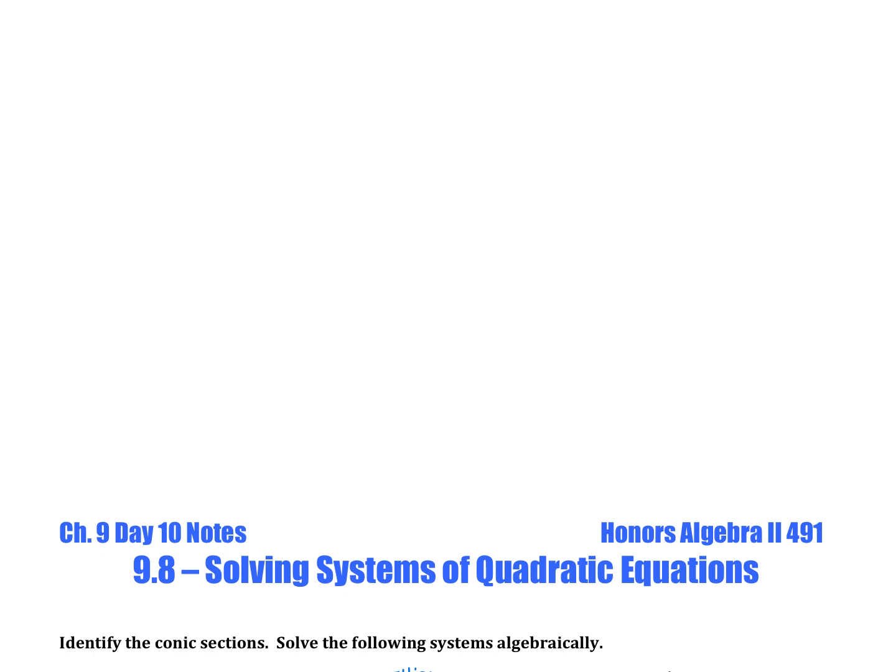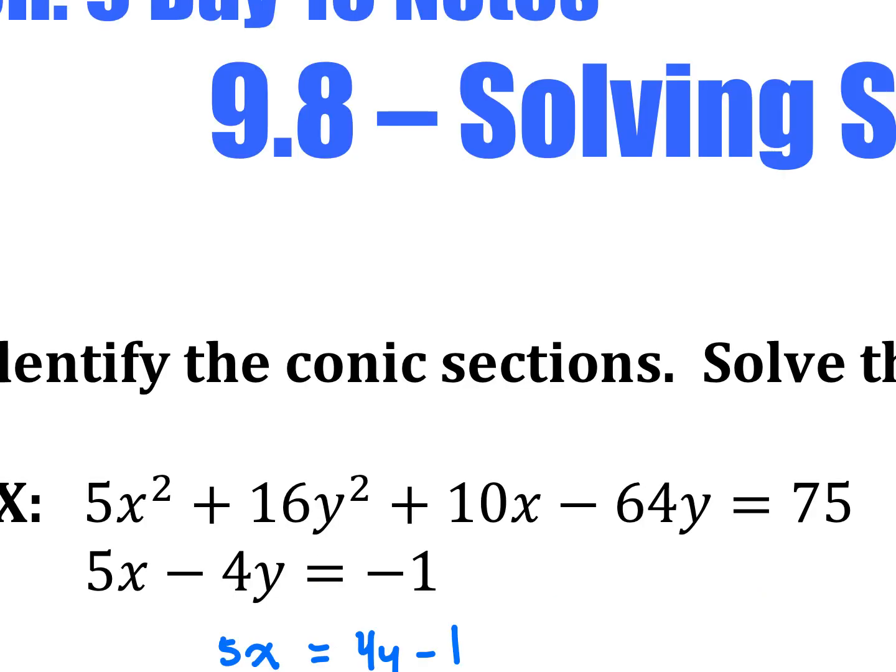All right, so let's take a look at that first example, and our number one goal is to see if we can first identify what kind of equations we're dealing with. So let's take a look. If we take a look at these first two equations, we have 5x squared plus 16y squared plus 10x minus 64y equals 75. And hopefully you can recognize what type of conic section this is.